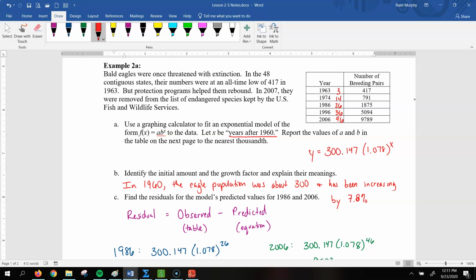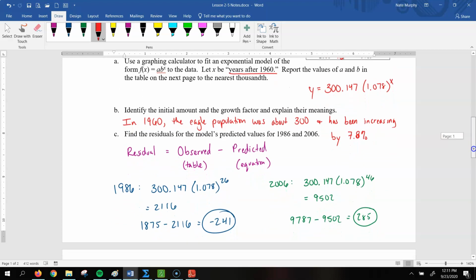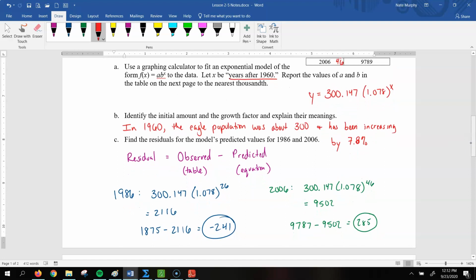All right, now letter C is a review of earlier in this chapter about residuals. Remember, residual is the observed amount minus the predicted. The observed is the value we get from a table or from actual collected statistics or actually collected data. And the predicted is where we use an equation or a model to come up with a number.